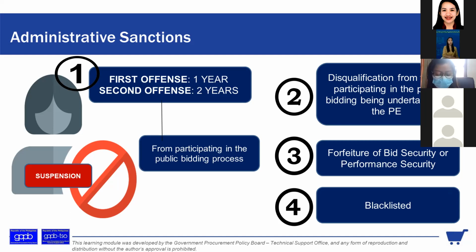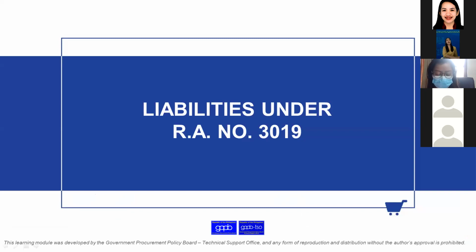So, next slide. So, punta naman tayo sa liabilities under RA 3019. Can we have a restroom break for a minute or two? Tapos na tayo sa RA 9184, yung offenses at yung penalties. We will proceed with RA 3019 or the Anti-Graft and Corrupt Practices Act. But first, can I leave the screen for a restroom break?